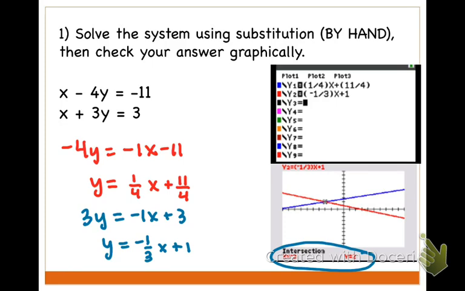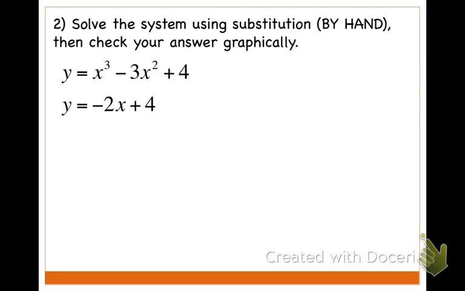So it should match the values that we had before, and it does. So our intersection, our solution to this system, is x is negative 3, y is 2, or the coordinate point negative 3, 2. So I want you to try, we're going to do this one together.